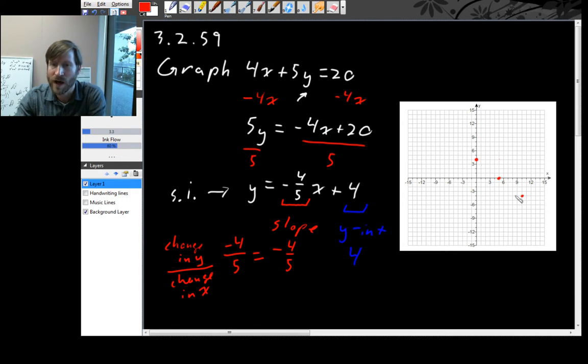Okay, so our line is going to pass through these points, so it's going to be something like this. It's a little hard to draw accurately on this tablet, but you get the idea, something like that. So there is the graph of the line 4x plus 5y equals 20. If you're doing this problem online, your numbers might be different, but the ideas will be the same.